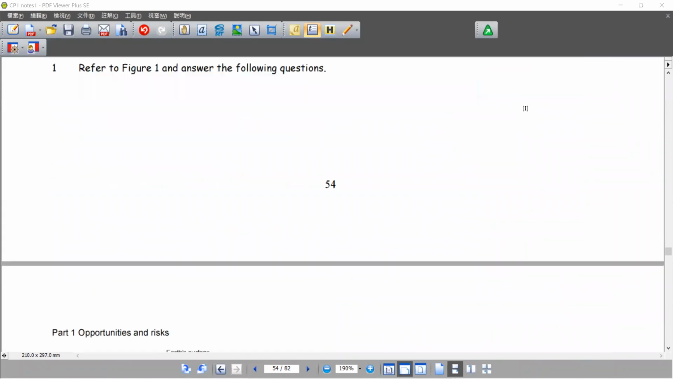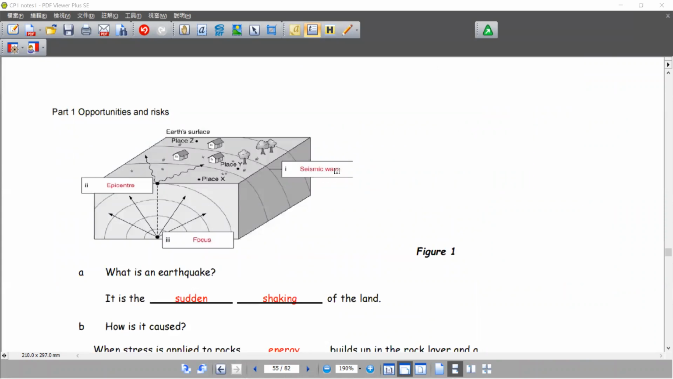Okay, first of all, earthquake. Do bear in mind the difference between the epicenter and the focus. The epicenter is right on the land surface. But the focus is really the point where the earthquake happens. The source of the earthquake we call the focus, which most of the time is underground.